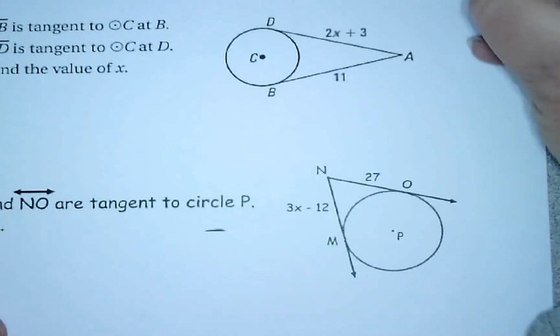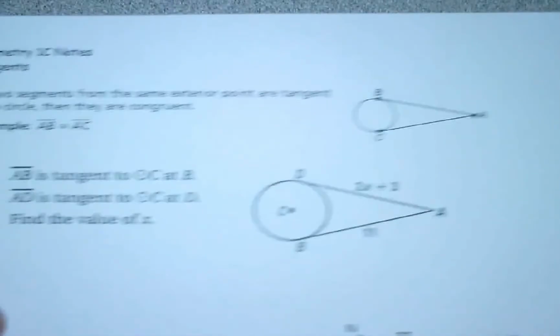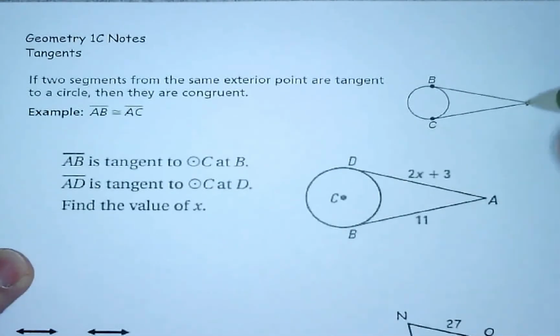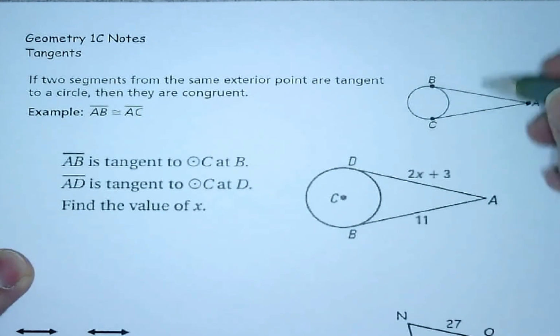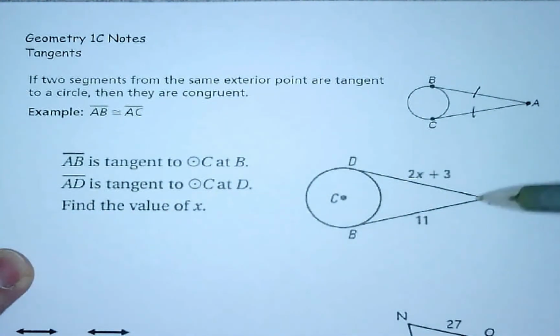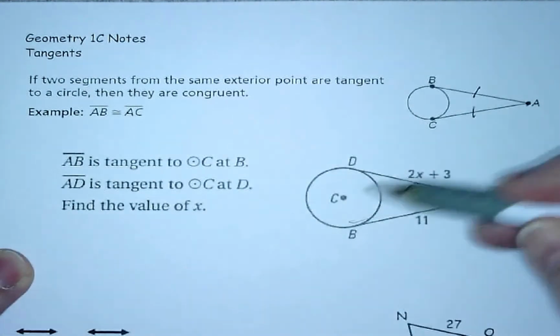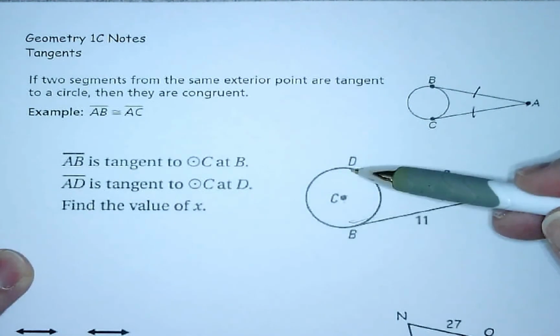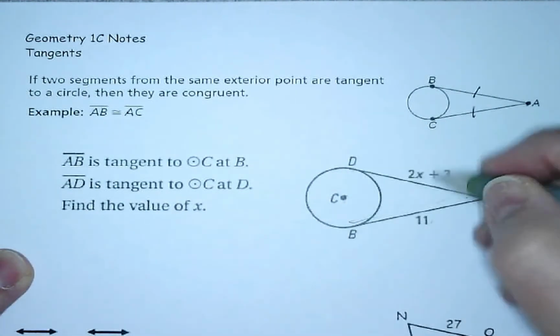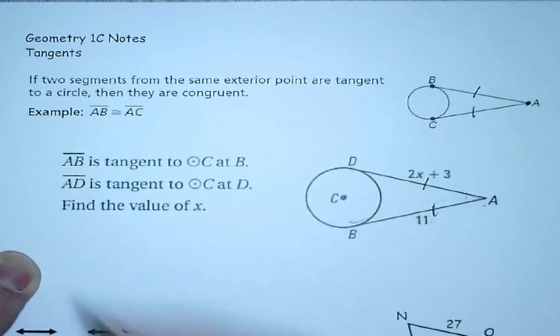Two segments from the same exterior point. If I have an exterior point out here, it comes to the circle, and they are tangent to the circle, one at point B on this side and one at point C, then these two segments are going to be equal to each other. It's that simple. Tangent AB is tangent to circle C at point B. Segment AD is tangent to circle C at point D. Find X. We just said that these two from the same point out here are going to be equal to each other.